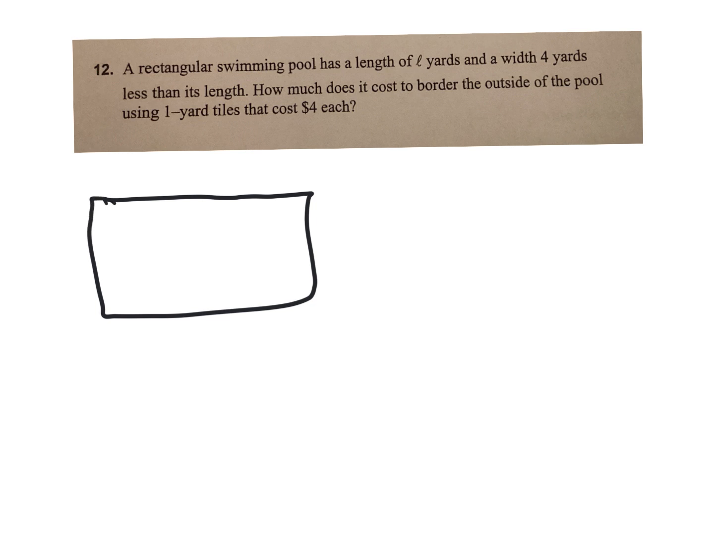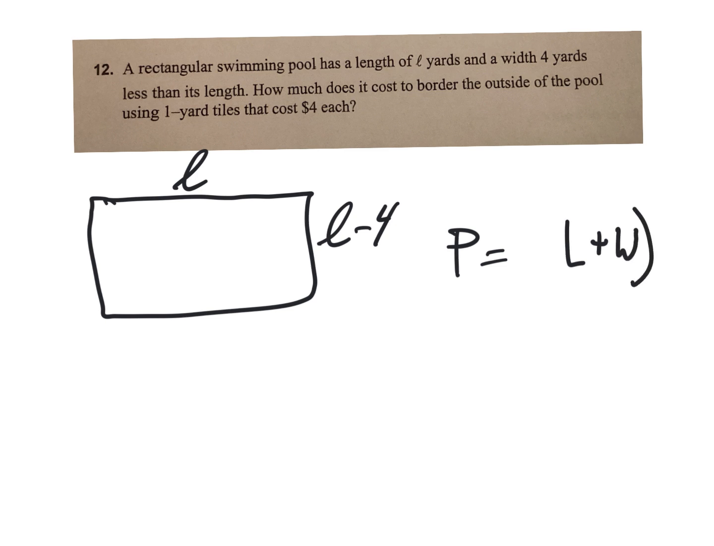There's my pool. The length is L, and the width is L minus 4. Now to find the perimeter, you have to do the length plus the width, and with a rectangle, you times that by 2, and you'll be good.